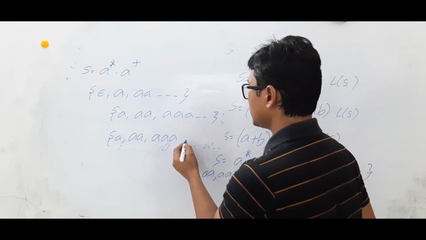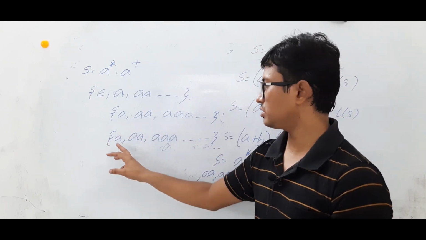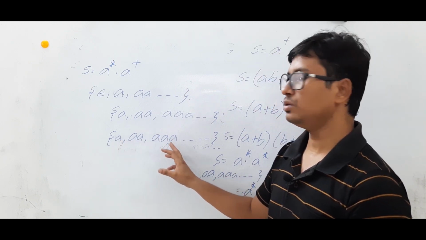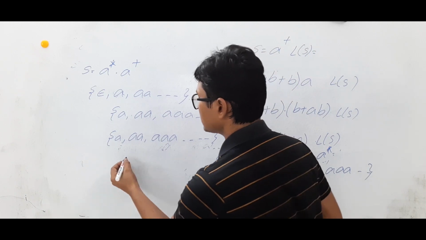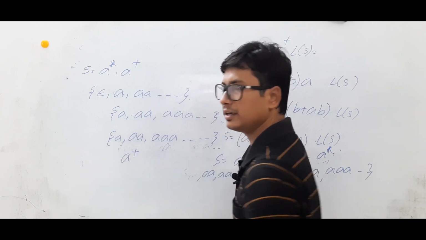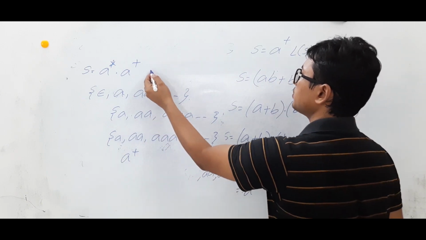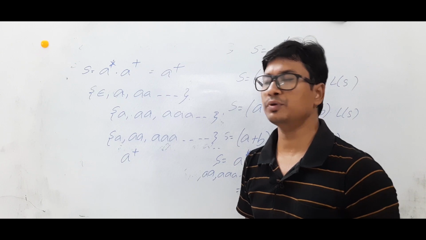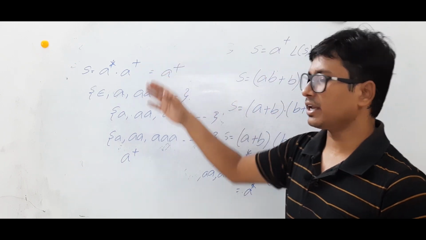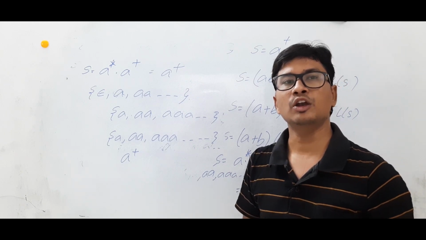So what can I say? You will get all the strings whose length is 1, length is 2, length is 3, and so on up to infinity. So I can say it is A plus. So A star closure concatenated with A plus, you will get A plus. Is it clear? So I hope you have understood, from a regular expression, what strings I can generate and what is the corresponding language for it.